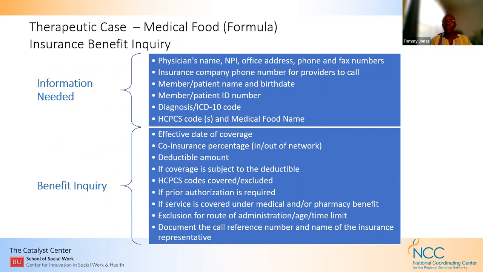The first step that you'll take when you want to get the prior authorization is obviously to do a benefit inquiry to check the insurance benefits. I won't go over all of these details because they were covered in our previous slides, and we'll move on to the next slide.